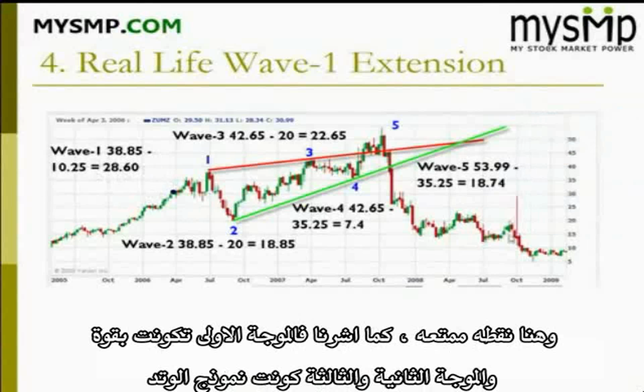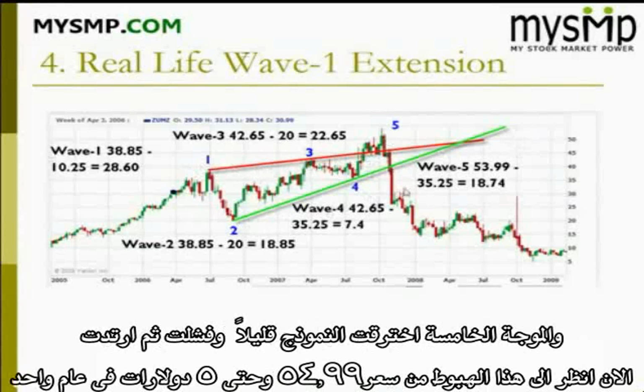Now this is where it gets fun. Now look at this. This is exactly what we just talked about. You got the first wave coming in really strongly, third wave, and wave 1 and wave 3 create this kind of wedge pattern up top. 2 and 4 connect. 5 comes out the top just a tad and fails. And look at this breakdown. You go from basically $53.99 down to $5 in about a year.